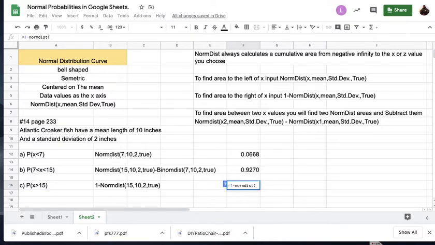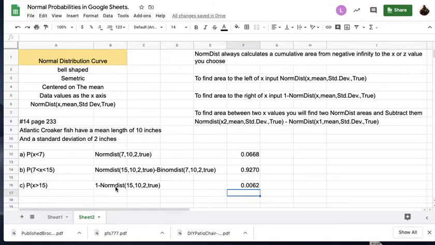And lastly, greater than 15 inches, we're going to do equals 1 minus normal distribution, parenthesis, 15, 10 was our mean, 2 was our standard deviation, and the word true. And we should get a solution on this one about 0.0062. Bingo, we got it.